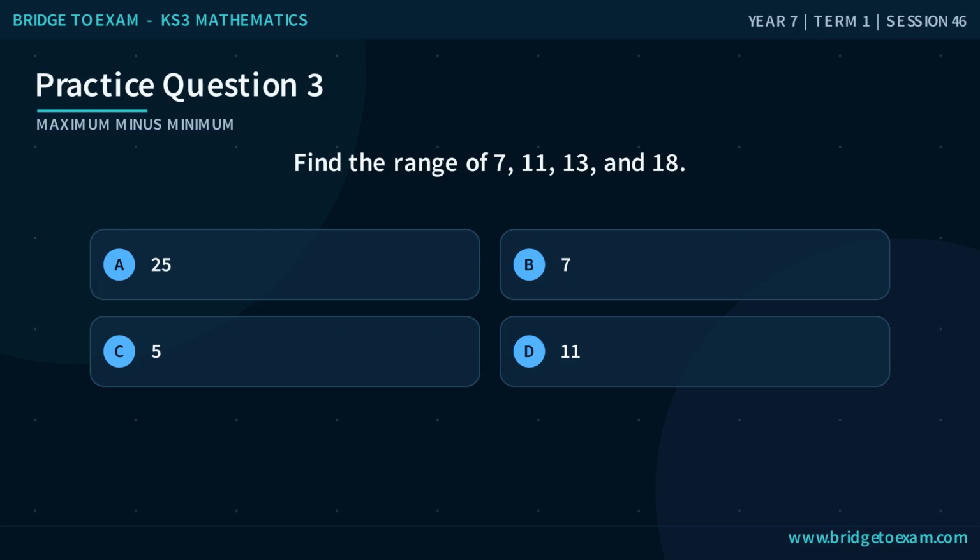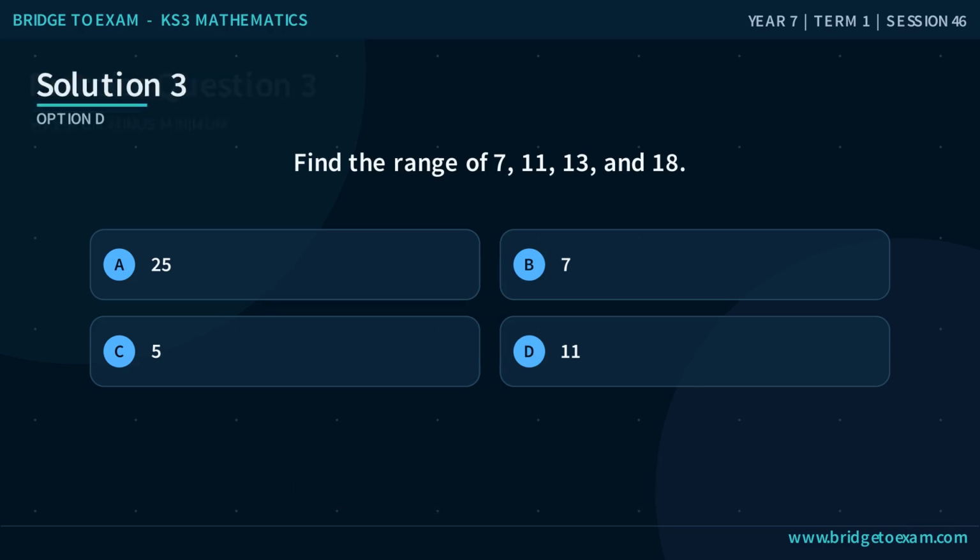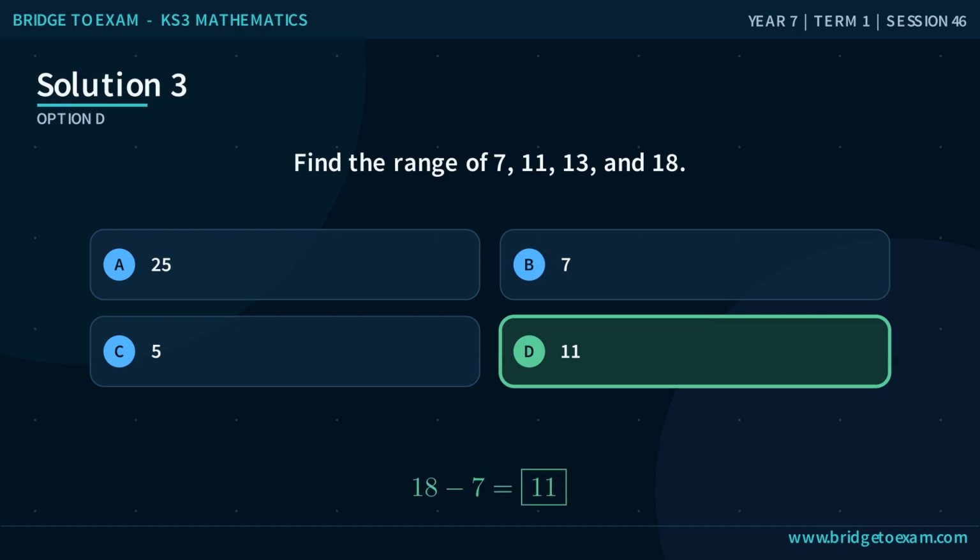Practice question 3. Find the range of 7, 11, 13, and 18. Option A is 25. Option B is 7. Option C is 5. Option D is 11. Pause. Subtract the minimum from the maximum. The correct answer is option D, 11. 18 minus 7 equals 11.